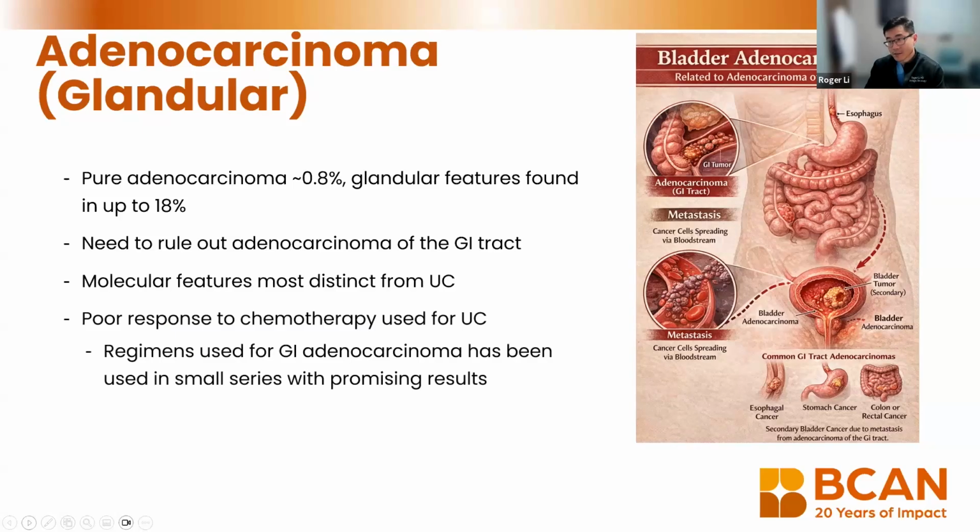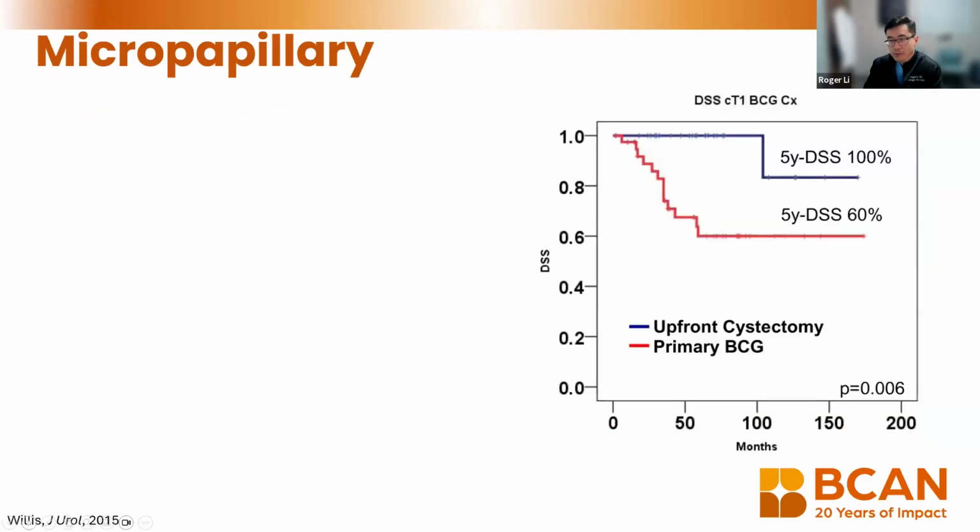And unlike the squamous carcinomas, there's very poor response to the conventional chemotherapy that we give for urothelial carcinoma. And so folks have actually started to use regimens that are tailored towards GI adenocarcinoma because of the resemblance to these tumors, and in very small series because, again, these tumors are very rare. There have been descriptions of very high response rates to chemotherapy that's targeted against GI tumors.